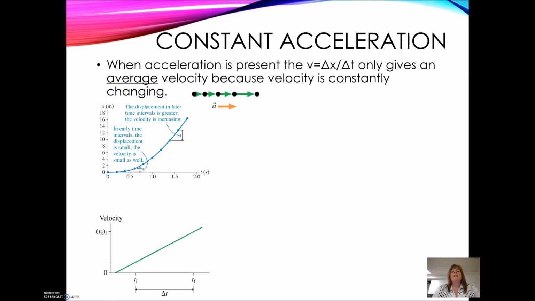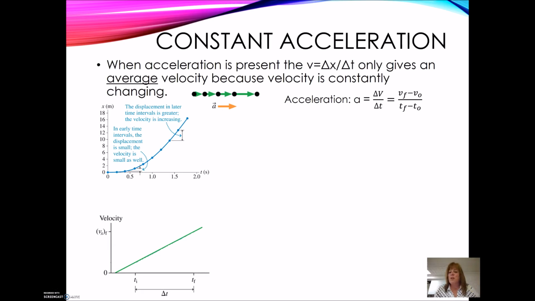However, when we have constant acceleration, now our position versus time graph is a curvy graph. And so velocity as the change in position over change in time only gives us an average. It doesn't tell us what's going on at any instant in time. And our velocity graph, remember, then becomes a slanted line. And we have an acceleration equation that we can use when we have constant acceleration that says that acceleration is the change in velocity over change in time. It kind of looks like that velocity equation.